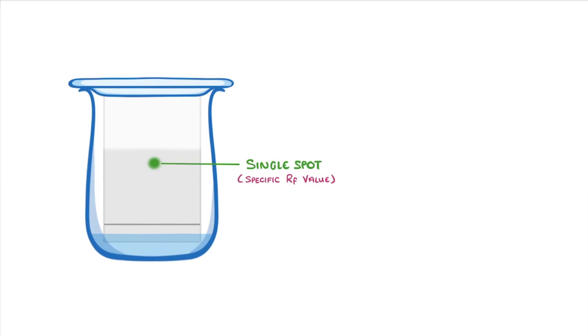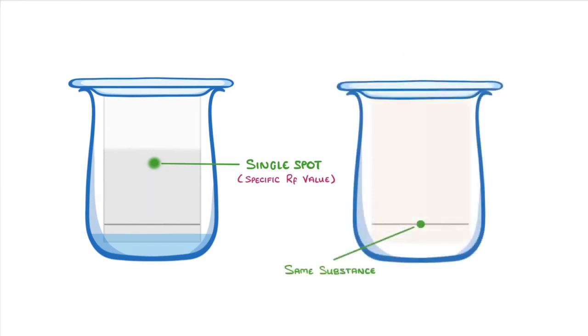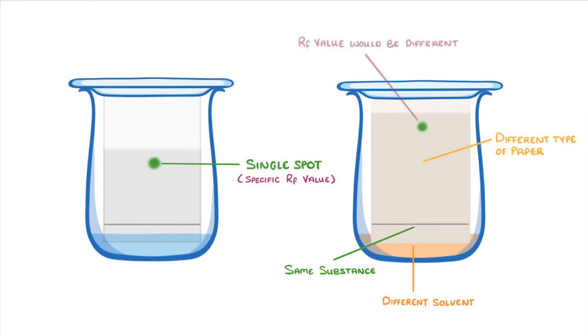However, if we did the experiment again, with the same substance but a different solvent, or a different type of paper, then the chromatogram might look different. And our RF value would be different too, because we'd have changed the mobile or stationary phase. So when a chemist looks up an RF value in a databook, they'd have to take into account which solvent the experiment was done in, and what type of paper was used.